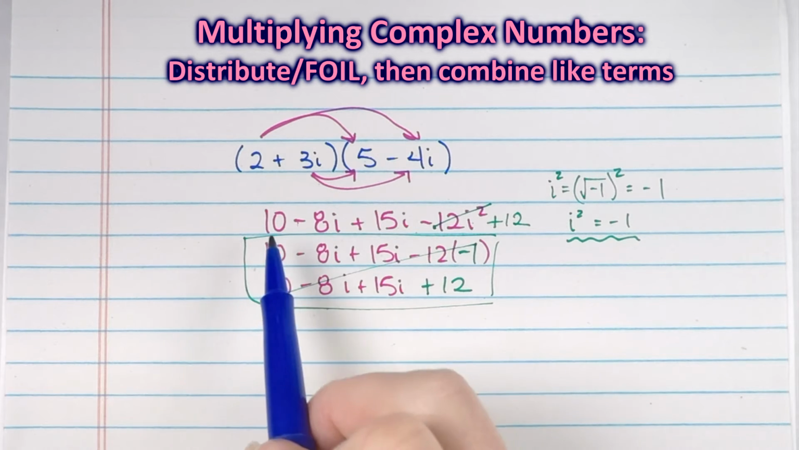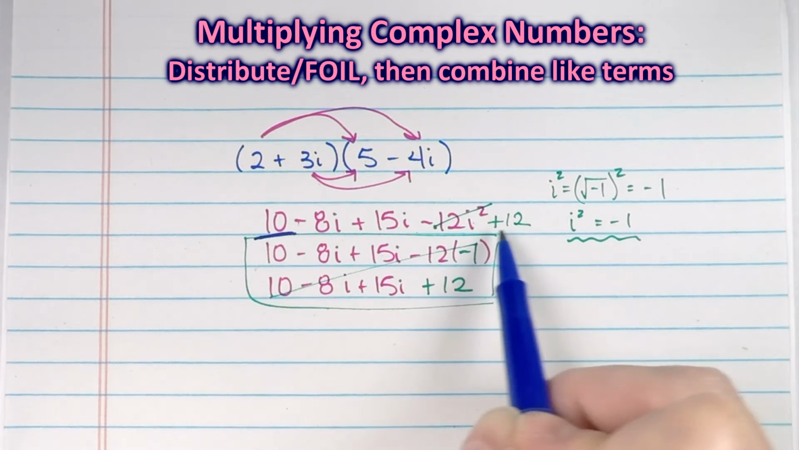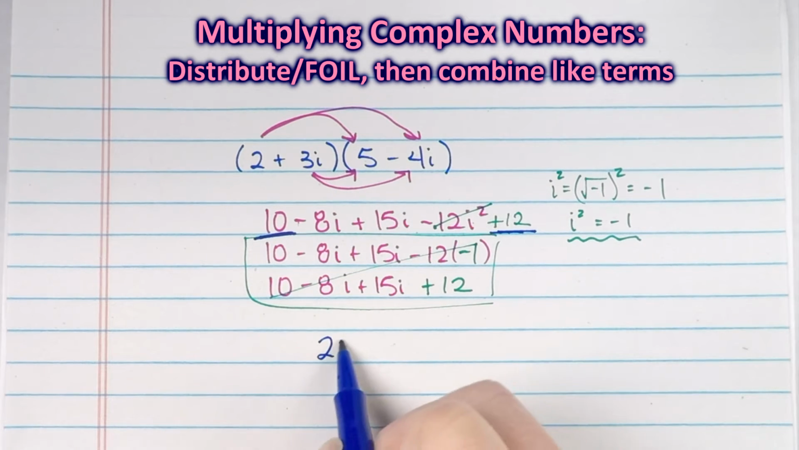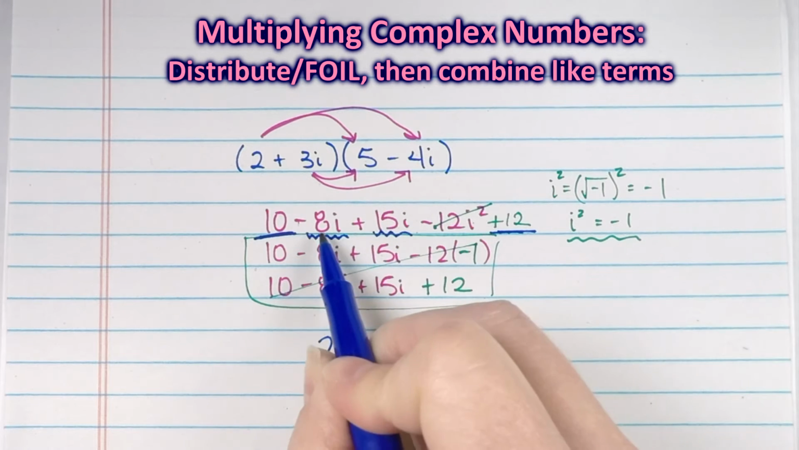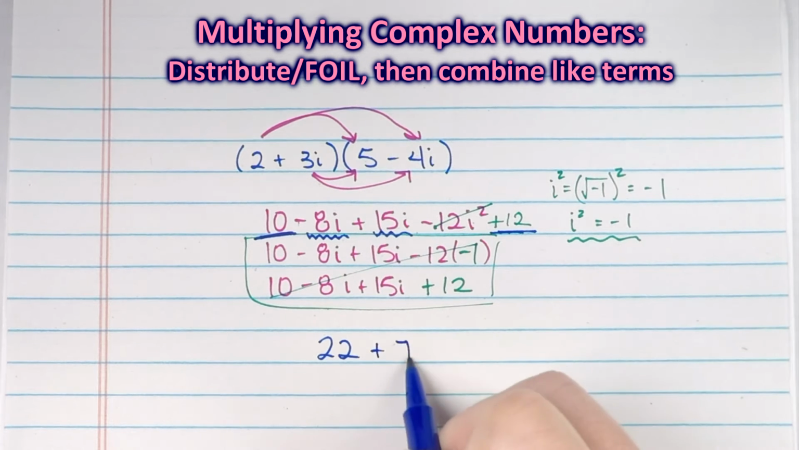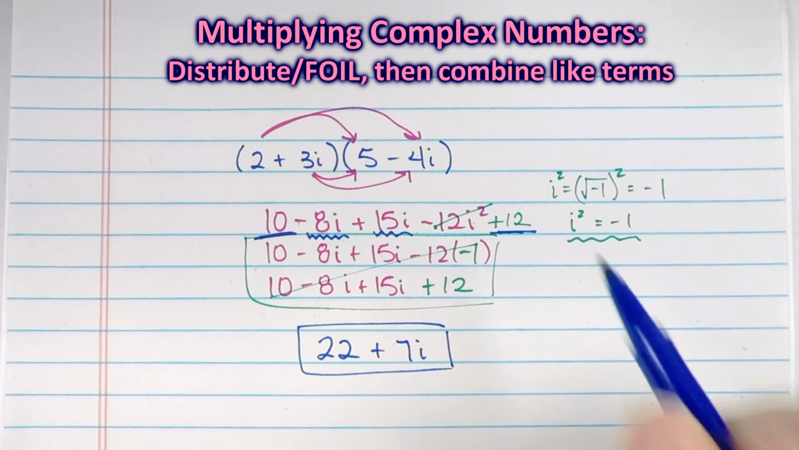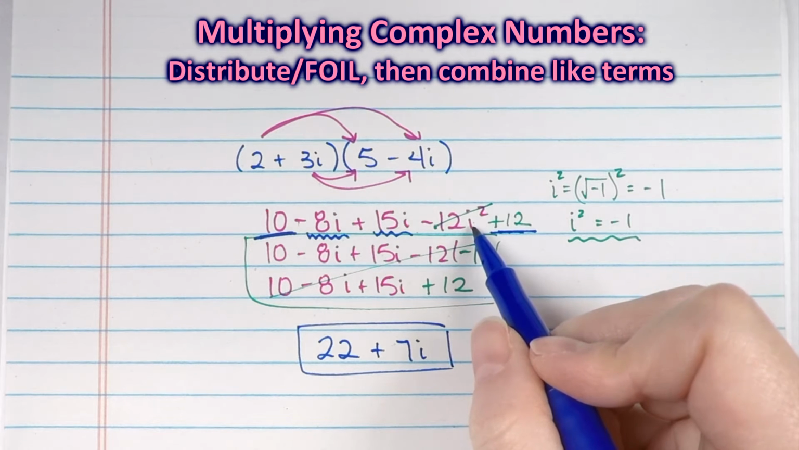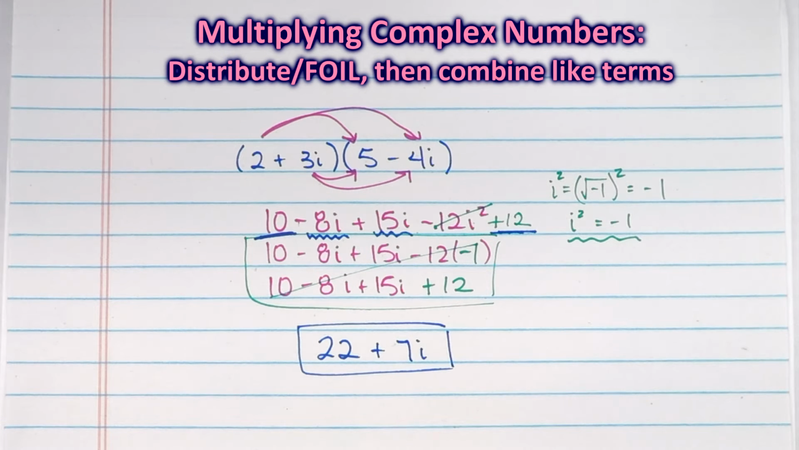So now if I continue combining my like terms for my final answer, we've got +10 here, +12, so those add up to 22. And if I take the complex part, the imaginary numbers, -8i and 15i, those add up to 7i. So my final answer is 22 plus 7i. The main thing to remember is if you see i squared when you're multiplying, replace that with -1, which will just change the sign. Then you can combine all your like terms.